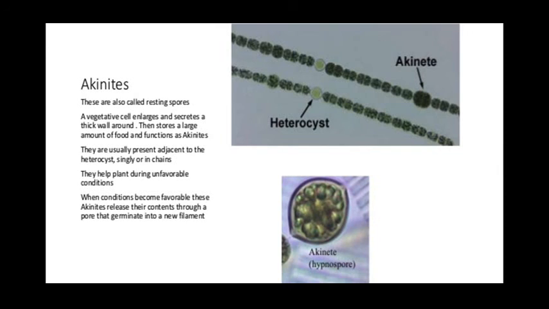They are usually present adjacent to the heterocyst. They can be single or they can be in chains. They help the plant during unfavorable conditions. When the conditions become favorable, these akinetes release their contents through a pore and germinate into a new filament. So under unfavorable conditions, akinetes are formed.